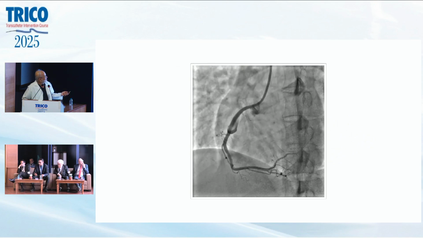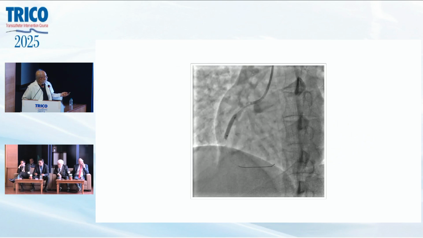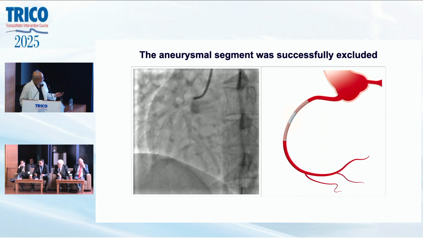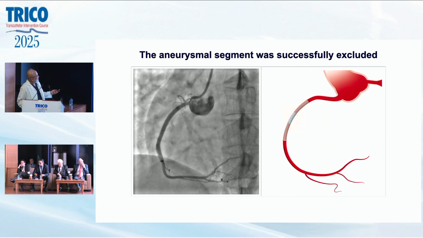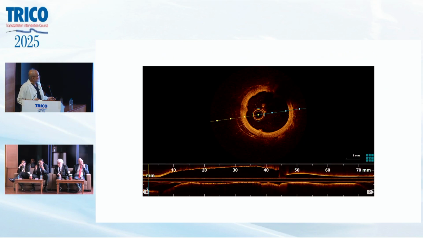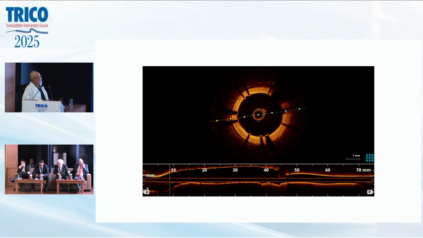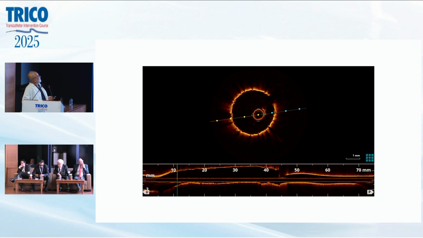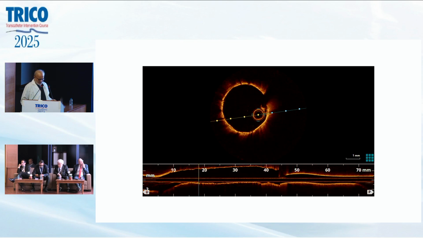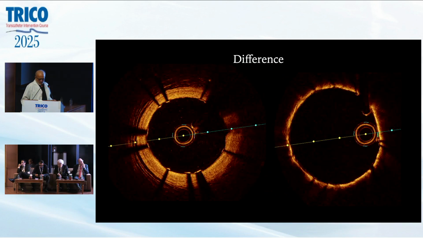And you can see the aneurysm disappeared. We did OCT. This is the result. We did OCT, and you can see here perfect distal deployment, and here you see the blood beyond the cover, and then again the normal segment. Full moon eclipse.